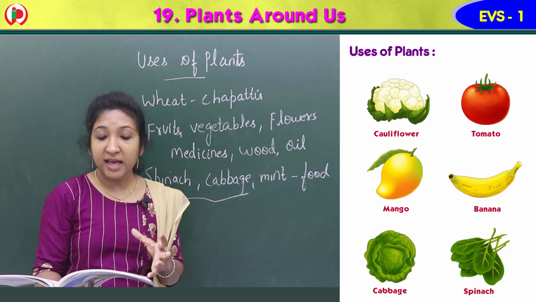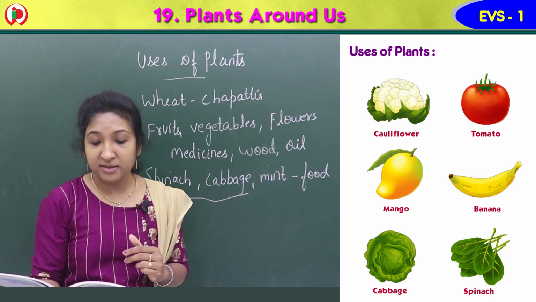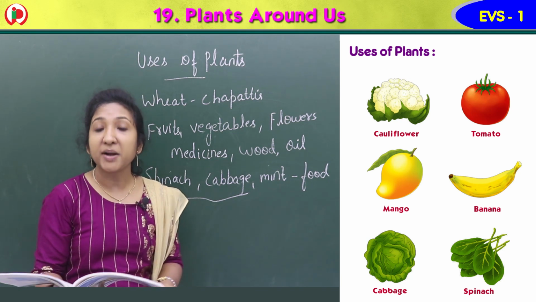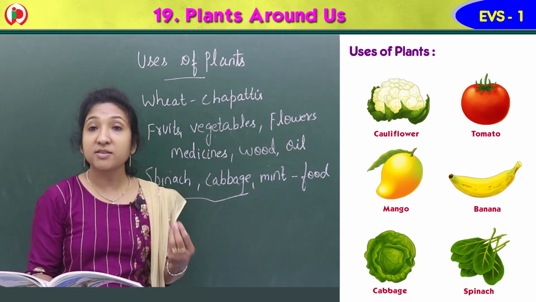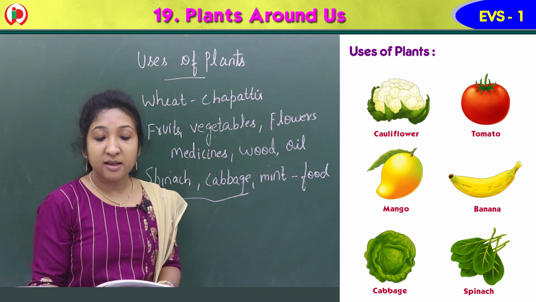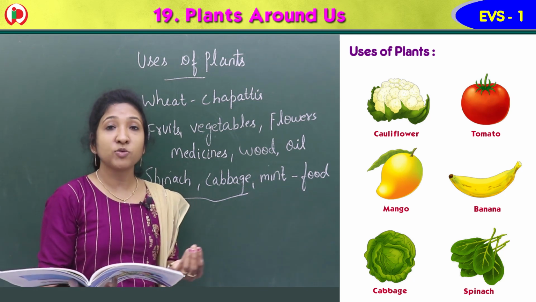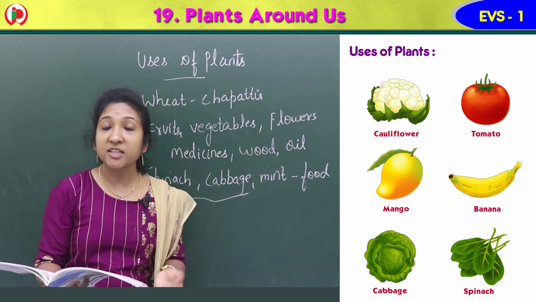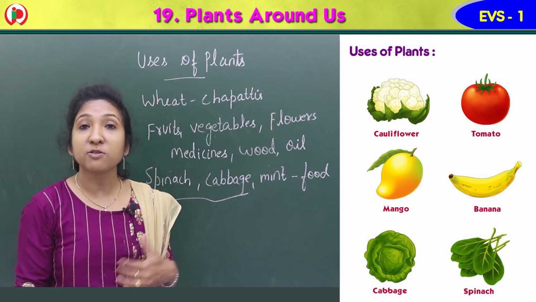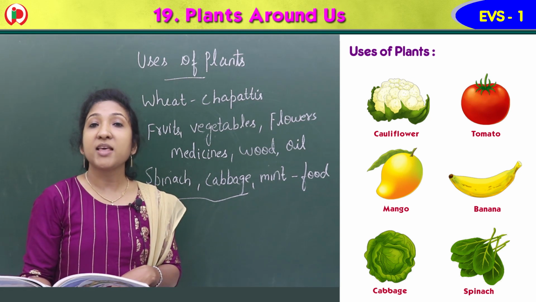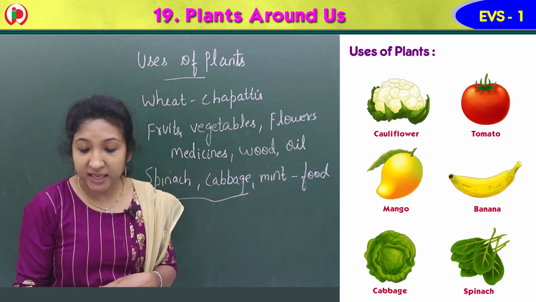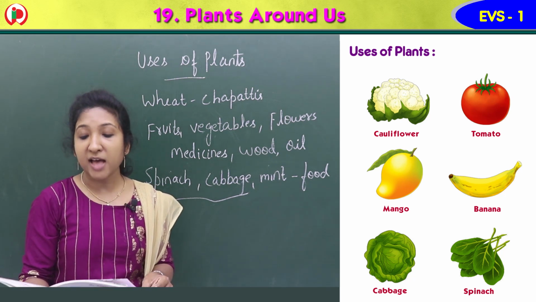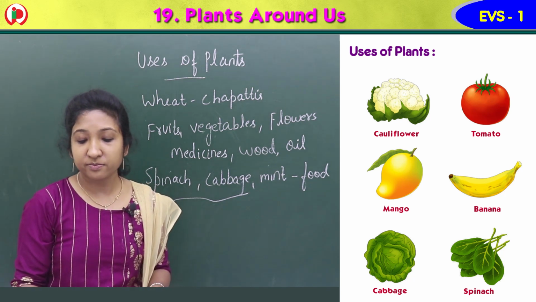Yes, so these are the uses of plants. There are plants which give us medicines. There are plants which give us fruits, vegetables, flowers. Using sunflower we used to make oil. Then food grains, plants produce food grains like wheat, which helps us to make chapatis, etc. Okay children, so these are the uses of plants.